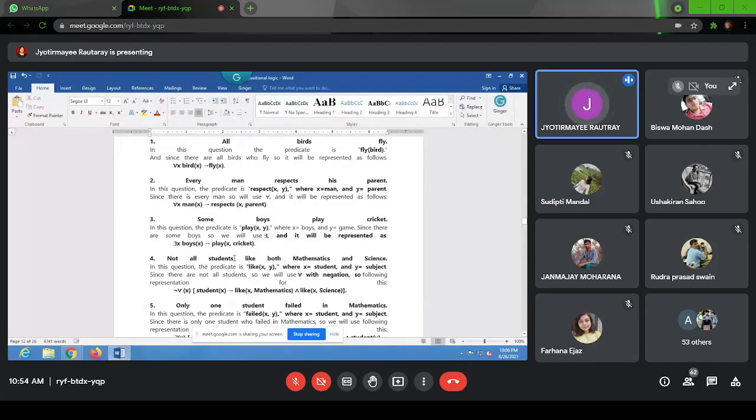And here our predicate is likes. Within brackets you have to write one object comma another object. Suppose I write x comma y. So x is a student and y is the subject. How many subjects do we have? Two subjects, mathematics and science. So we write likes(x, mathematics), that means x likes mathematics, and operator likes(x, science), that means x likes mathematics and x likes science.